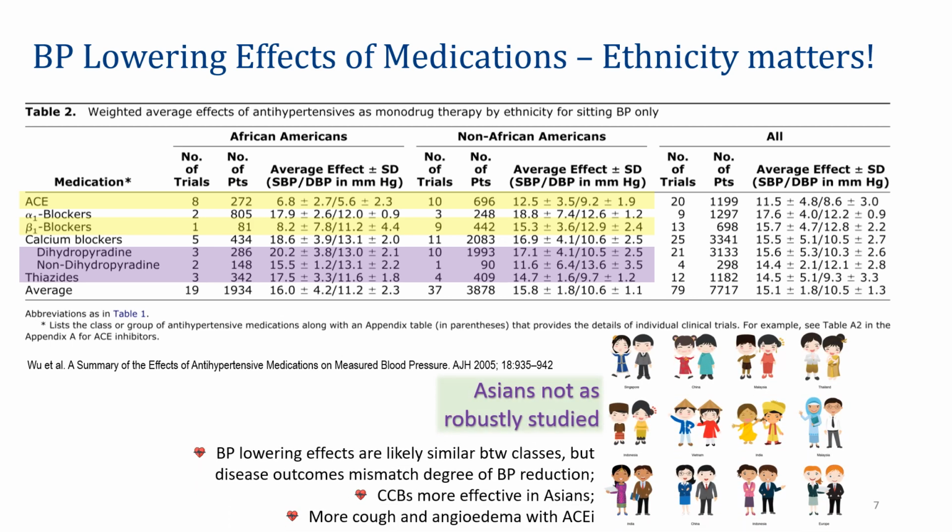Now, Asians are not as robustly studied, fortunately or unfortunately. What is known from population studies is that BP lowering effects are likely to be similar between classes, but disease outcomes seem to mismatch the degree of BP reduction. So a lot of the recommendations of what is considered first line when there are concomitant comorbidities are really based on randomized controlled trials that have shown benefits with respect to BP lowering and the associated classes. In general, the calcium channel blockers or calcium antagonists are more effective in Asians, and there seems to be more cough and angioedema when ACE inhibitors are used.